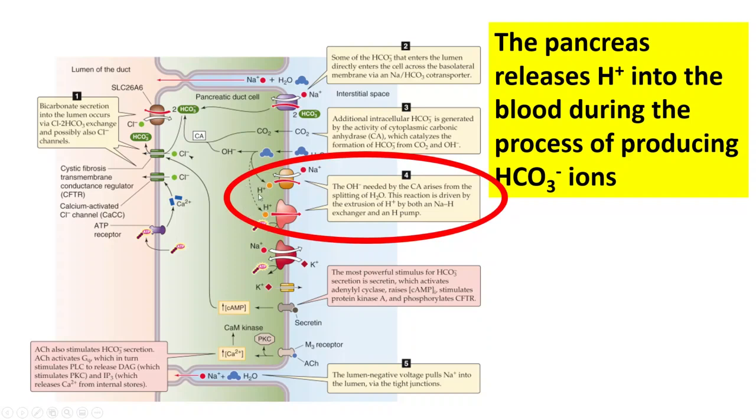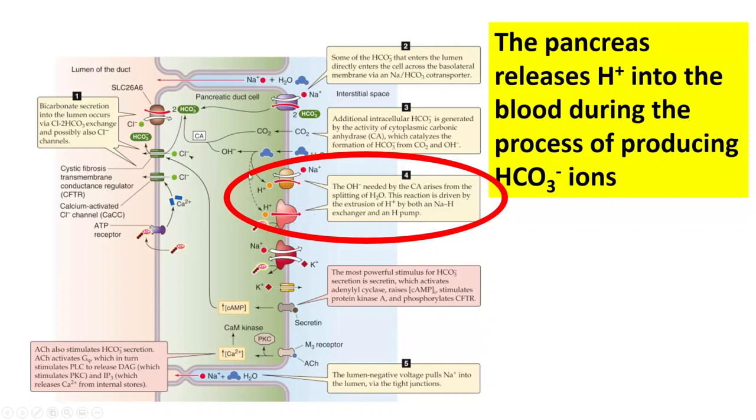So therefore, during this intestinal phase, the pancreas is producing massive amounts of hydrogen ions as a byproduct of their bicarbonate ion production. Again, the ductal cell does not want to keep these hydrogen ions inside. We've got to get rid of them. So how do we do it? Well, there's two ways. We have a sodium hydrogen exchanger and a hydrogen pump.